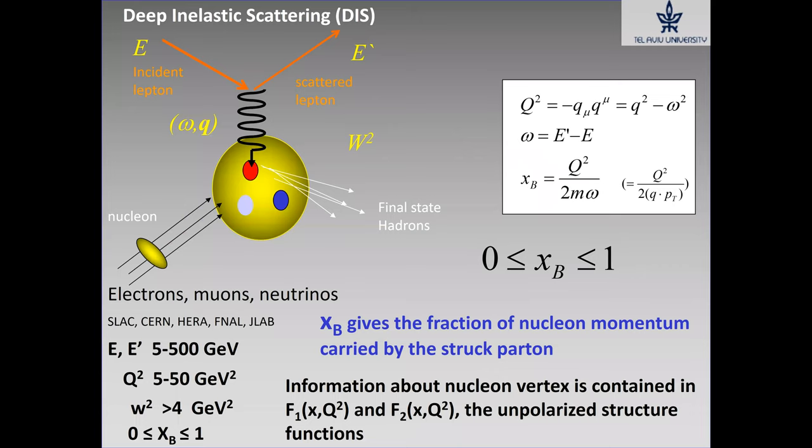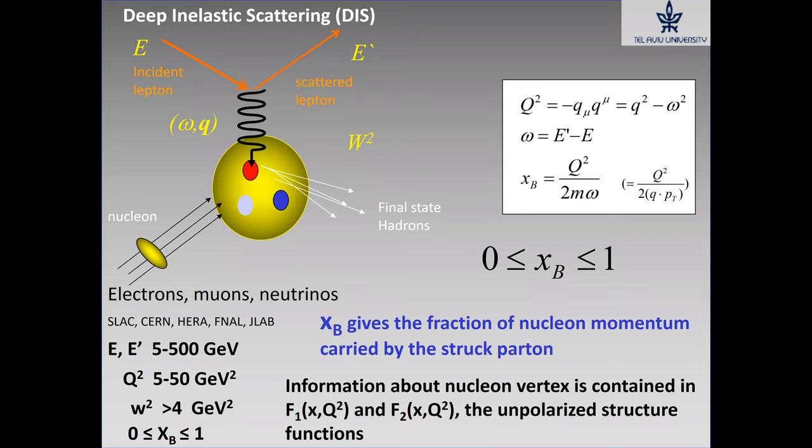Let's start with deep inelastic scattering. Deep inelastic scattering is the most simple experimental way to approach the structure of a nucleon. You take a lepton, you scatter it. The lepton is unpolarized, the proton is unpolarized, and the only thing you detect is the outgoing lepton. You have an electron, scatter the electron, detect the electron. You cannot do less than this.